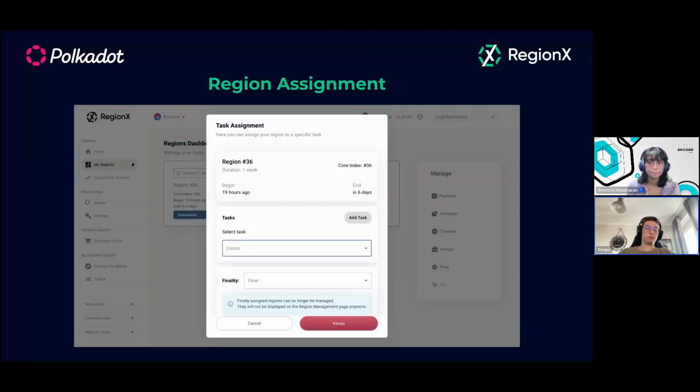Also, of course, once you are the region owner, you are able to assign any task to it. So this can be a parachain. In the future, this can be something else. But essentially, this is how you actually assign your task to a core on Polkadot.